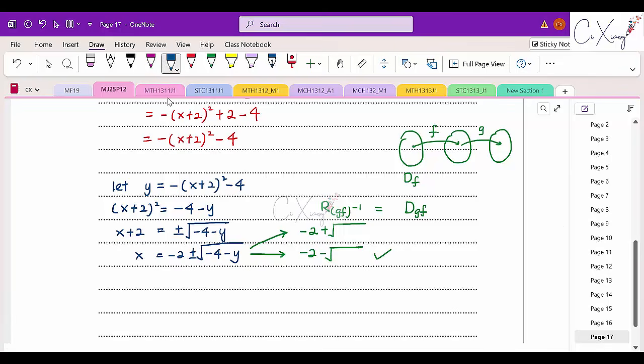And now let us rewrite it again. The composite function inverse for GF is equal to negative 2 minus the square root of negative 4 minus x, changing the y to become the x. Alright, yeah, so this is basically how we try to find out the inverse function. As long as you want to find the inverse function that involves the quadratic expression, then definitely you have to start by using the completing square form. There's no other method, right?